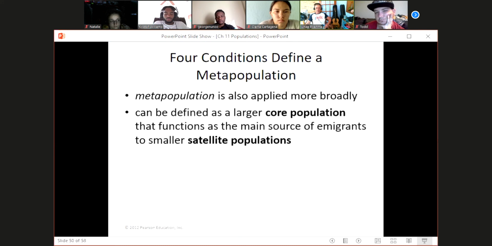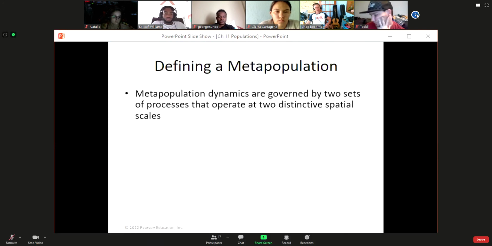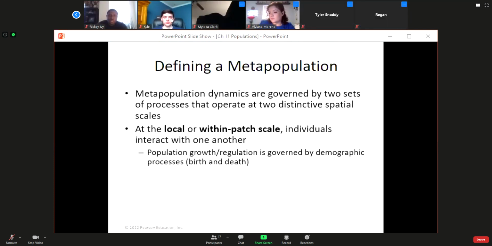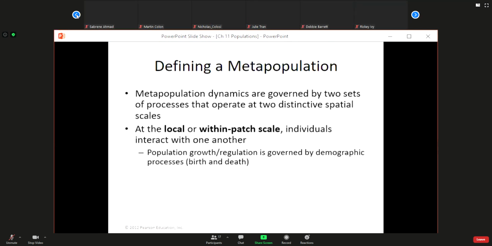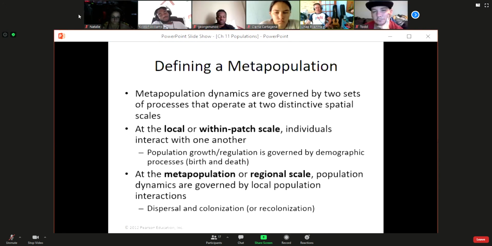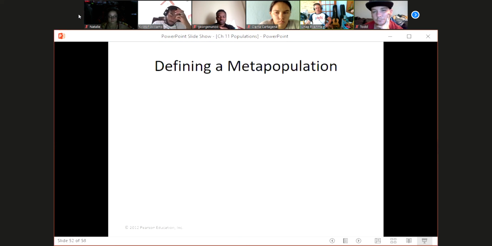So in this particular case, this is talking about a core population and smaller satellite populations. When we look at what's driving this, there's local and patch scale changes, birth and death, and larger regional scales: dispersal, colonization, and climate shifting.